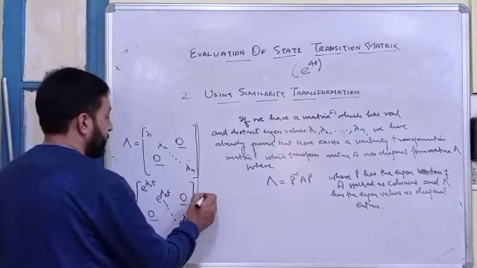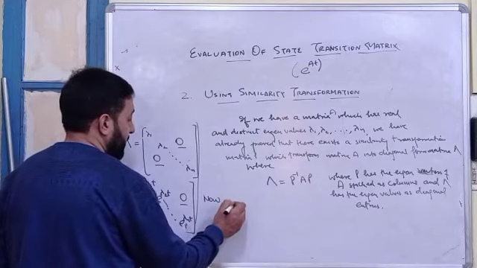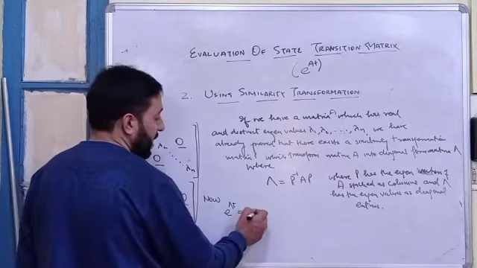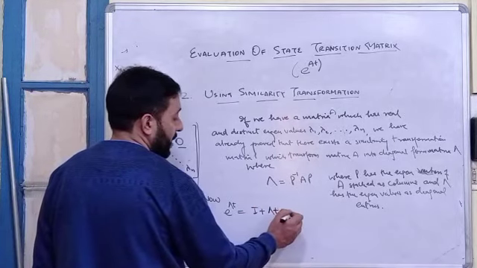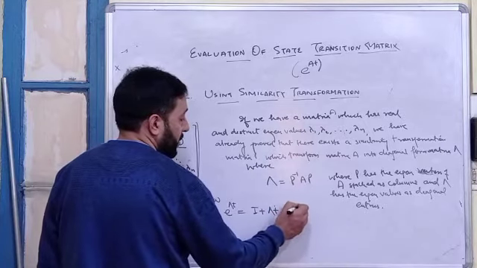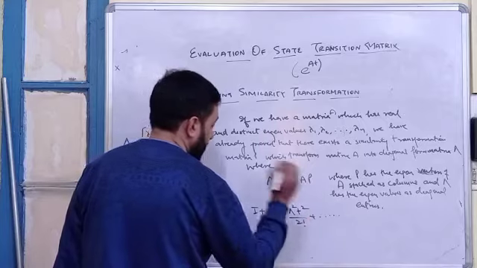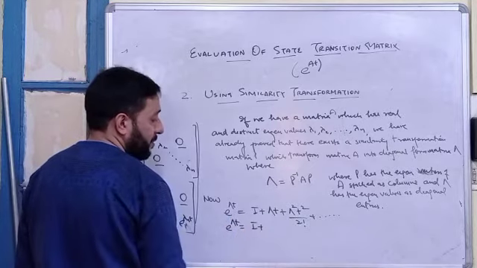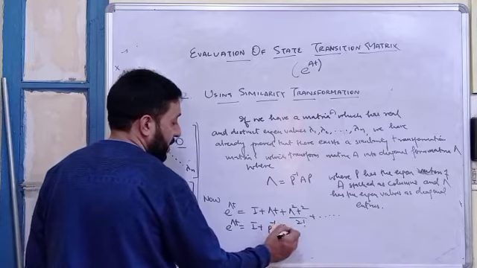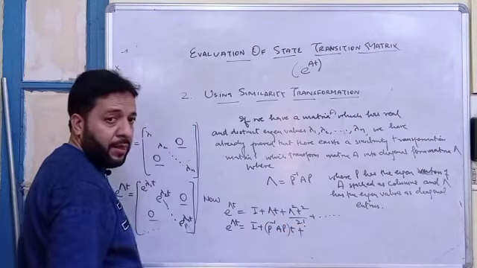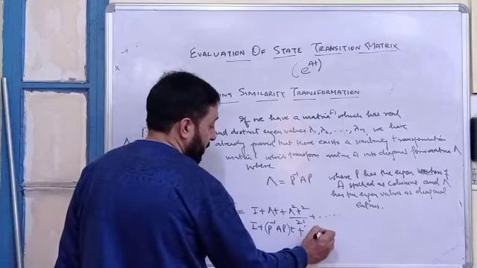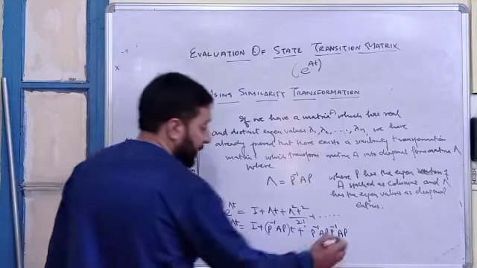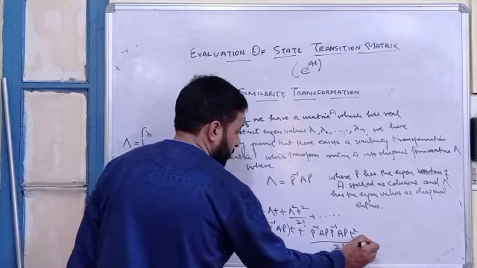Now, what would be e to the power lambda t? By definition of matrix exponential, it is equal to I plus lambda t, plus lambda squared t squared divided by 2 factorial, plus so on. So e to the power lambda t is equal to I plus P inverse A P t, plus (P inverse A P) squared t squared upon 2 factorial, plus so on.